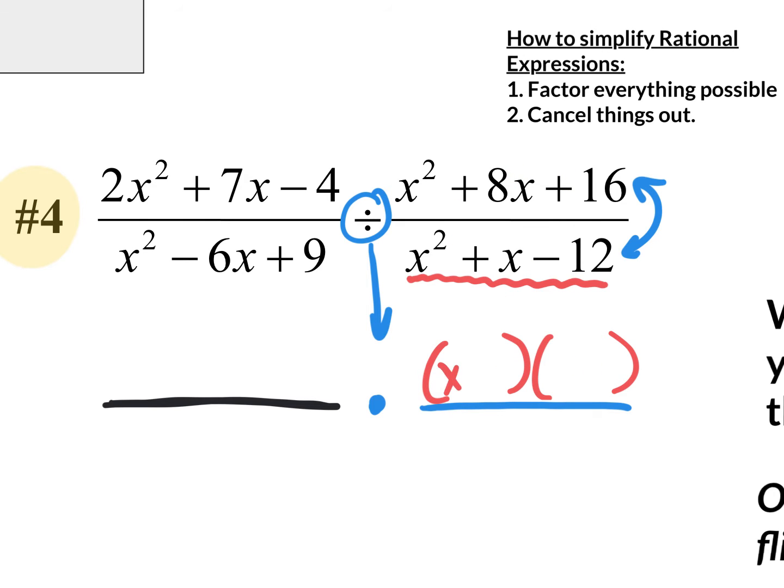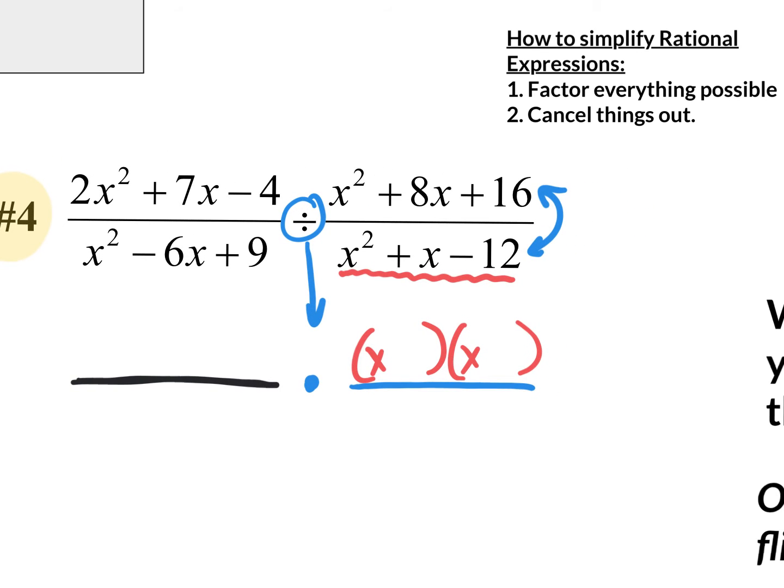I have x. And how do I actually factor this? I need to think what times what is my c value, negative 12, that if I combine together is my b value of positive 1. You might want to make a list: negative 1 times 12, negative 2 times 6, negative 3 times 4. And what numbers belong in the parentheses? Negative 3 and positive 4, right? If I add those together, it gives me the positive 1 that's right there on the b. So there it is, negative 3, positive 4.